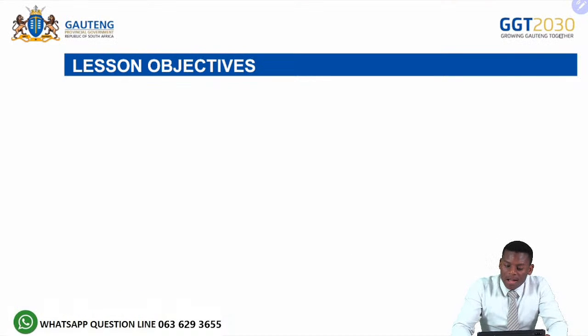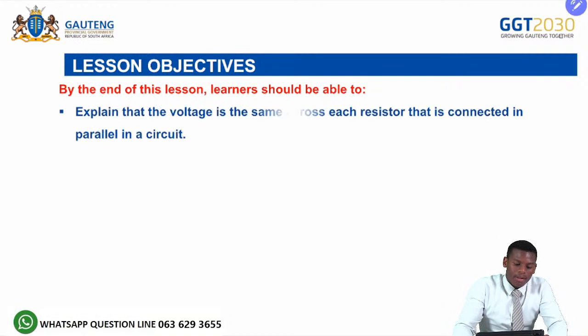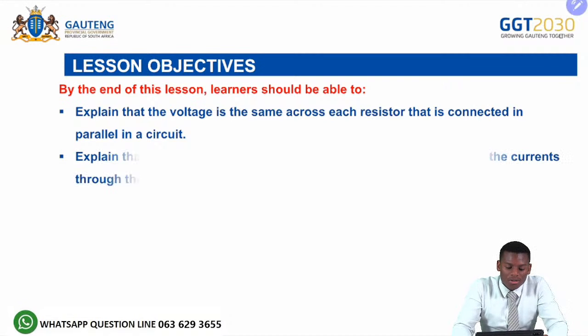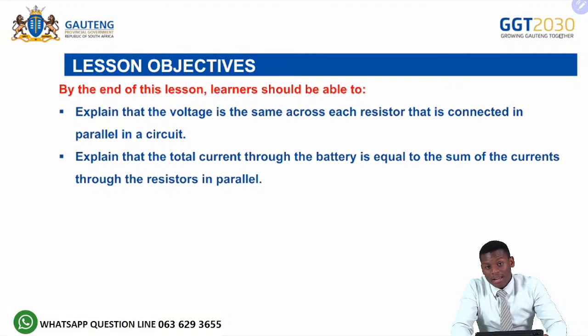Today's lesson, I want you by the end of this lesson to explain that the voltage is the same across each resistor that is connected in a parallel circuit. Also, I want you to explain by the end of this lesson that the total current through the battery is equal to the sum of the currents through the resistors in parallel.